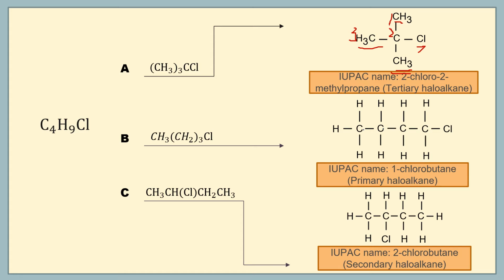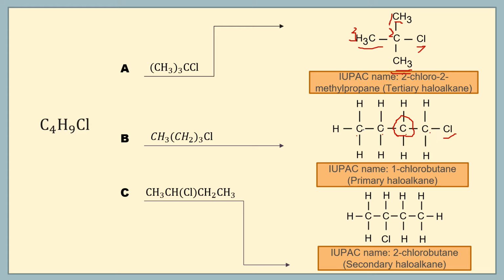For isomer B, IUPAC name, the carbon atoms will start from here, 1, 2, 3, 4. The substituent we have here is Cl, which is attached to carbon number 1. So the IUPAC name will be 1-chlorobutane. The classification will be primary haloalkane because the alkyl group attached to the carbon that is directly attached to the halogen is only one here. So the classification will be primary haloalkane.